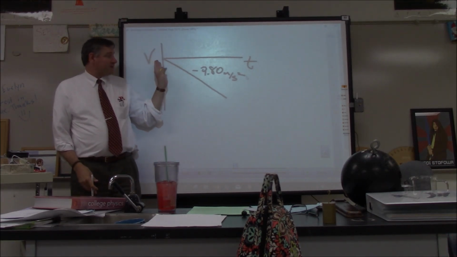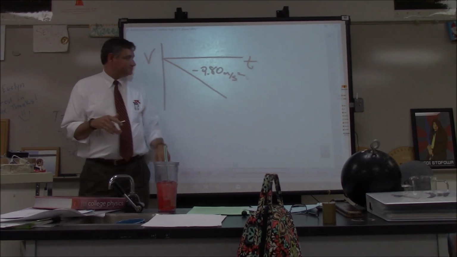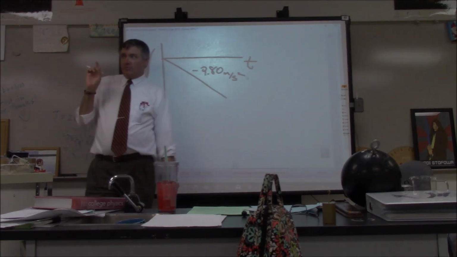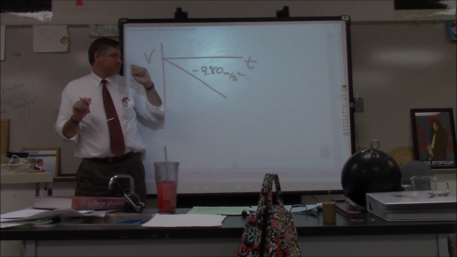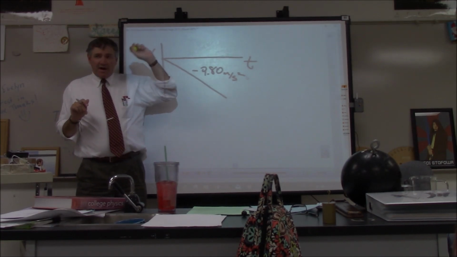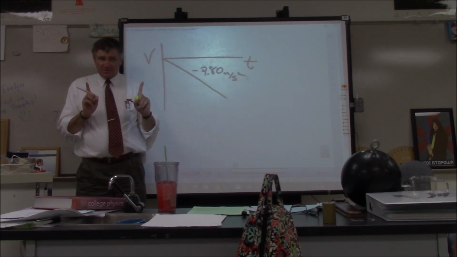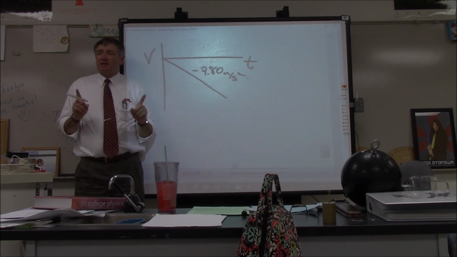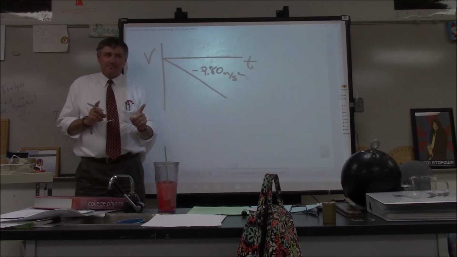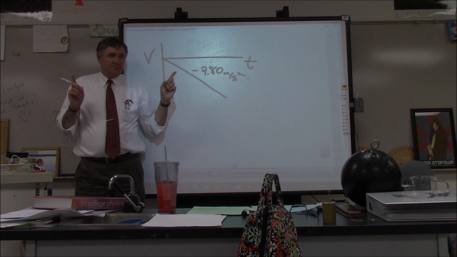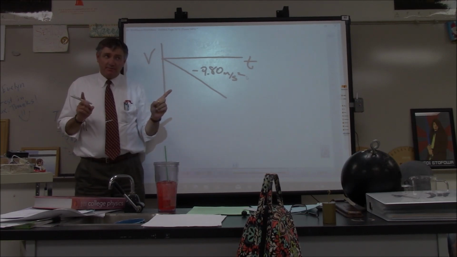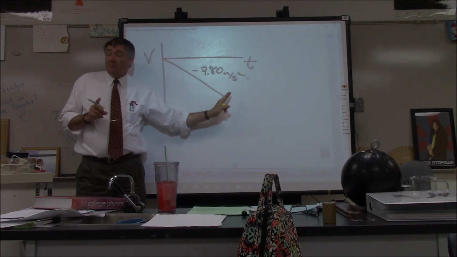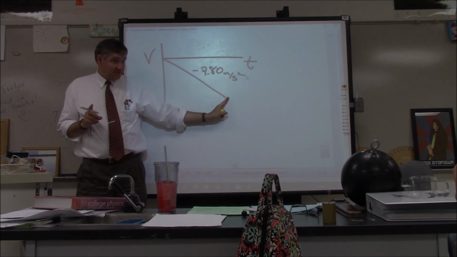Now, this is where everything has to fit together. Here's the slope, negative 9.8 meters per second squared. Here's what you have to understand about this. If I let this thing fall for exactly 1 second, how fast is it going to be going at the end of 1 second? Negative 9.8 meters per second, right? That's what that slope means. It means for every second that goes by, my velocity goes down negative 9.8.